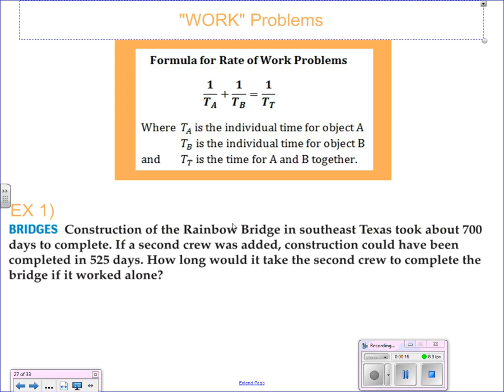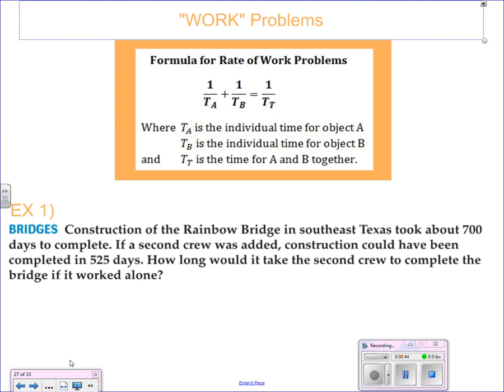This is the generic formula for these types of problems. 1 over the time for the individual person or object, plus 1 over the individual time for the person or object, plus, if there's more than 2 people or 2 objects, then you keep adding more fractions. And then it's going to equal 1 over the combined or total time for everybody together.